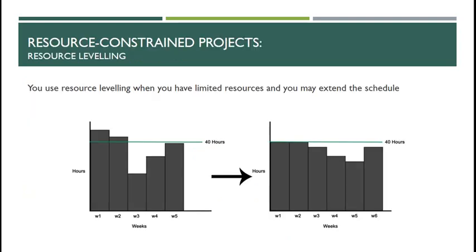So a different type of constraint is a resource constraint, and for that we need to use what's called resource levelling. And this is where you use resource levelling when you have limited resources and you may extend the schedule. So it may well be that somebody that you need to do a particular job isn't available. So in this case we've got 5 weeks, and we need to extend the project by a week to ensure that we get the resource.